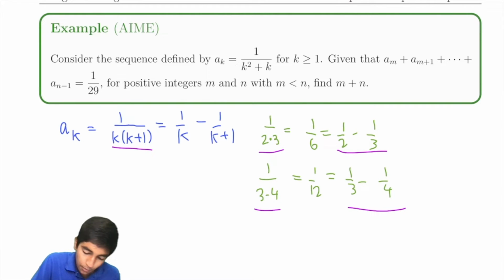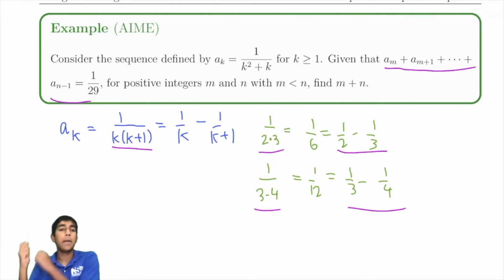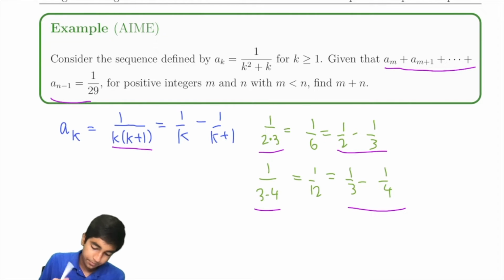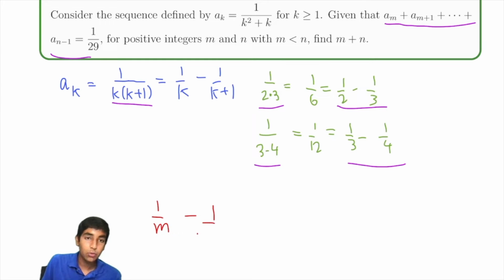Now the trick is, now we look back to the other part of our problem. A of m plus a of m plus 1 all the way till a of n minus 1 is 1 over 29. What is a of m? Let me write it a little lower so we have more space. 1 over m minus 1 over m plus 1.